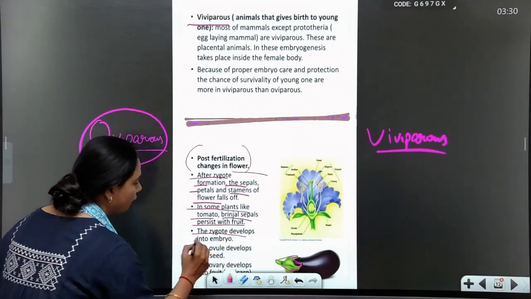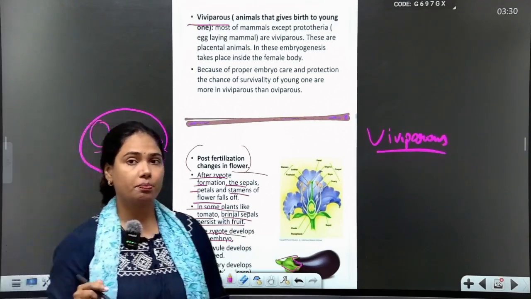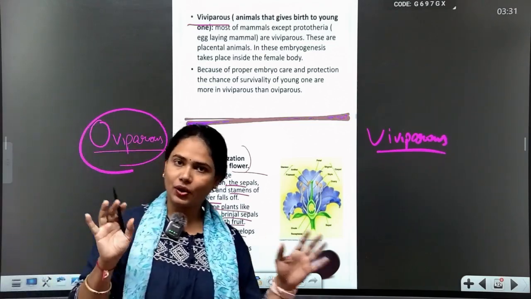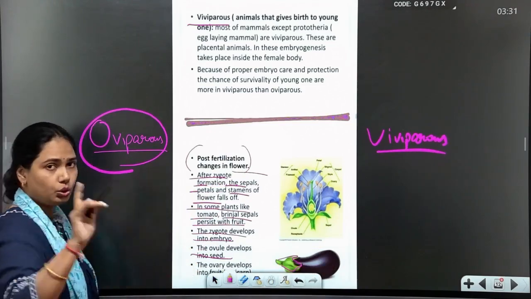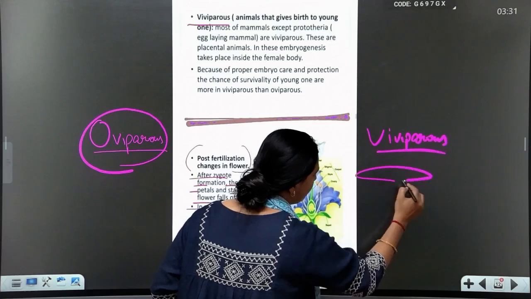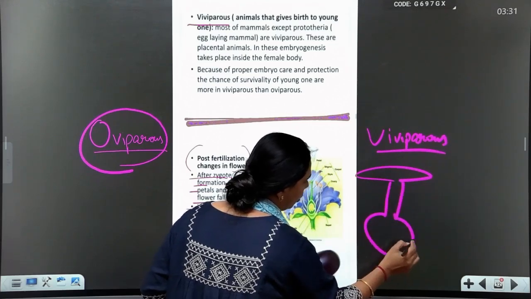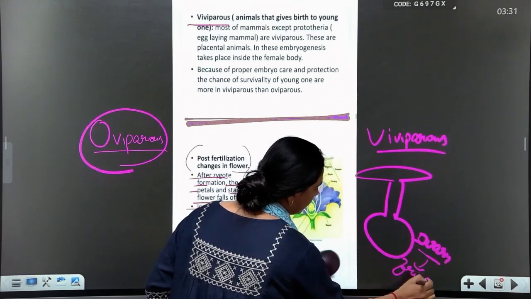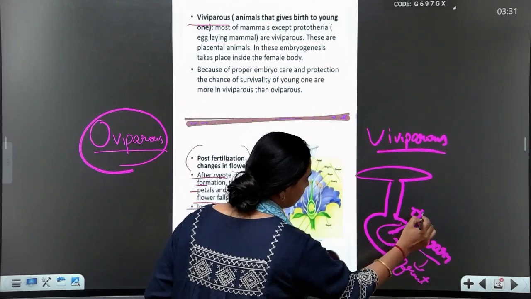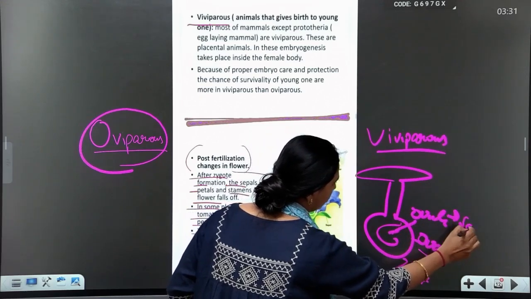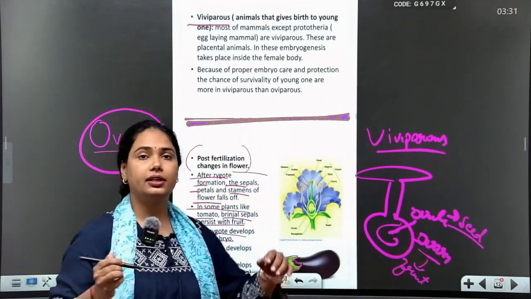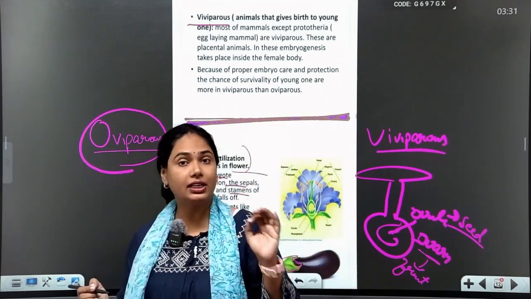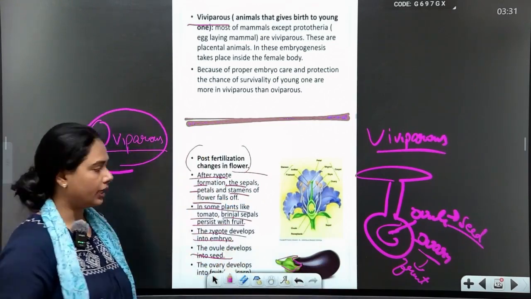Yes, the zygote develops into an embryo, and we know that this embryo later on develops into a seed. Okay students, now you want to see that in the fertilization process the ovary always converts into fruit, and the ovule always converts into seed. So in higher classes, or in a higher chapter, we study this very deeply. So this is the topic that I clarify here.